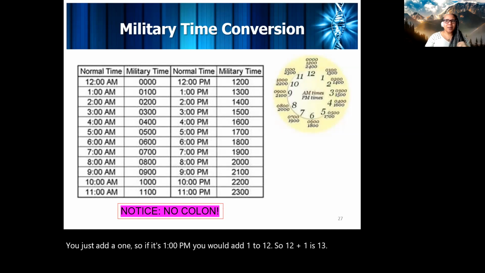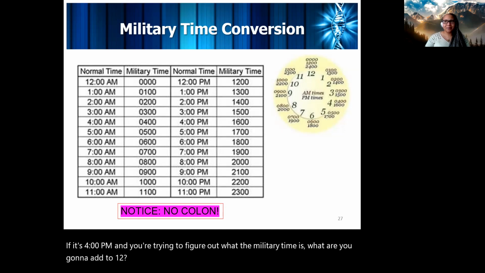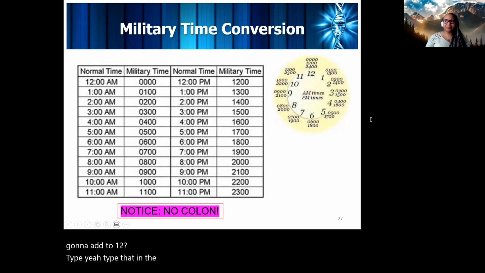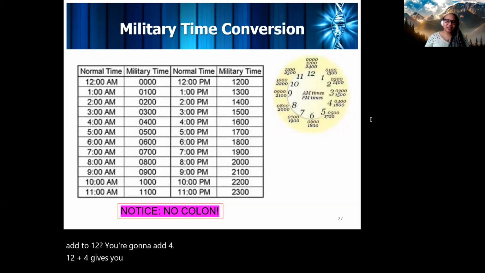If it's 4 p.m. and you're trying to figure out what the military time is, what are you going to add to 12? Type that in the chat. If it's 4 p.m. and you're trying to figure out the military time, what are you going to add to 12? You're going to add 4. 12 plus 4 gives you 16. So your military time is 1600. Yes.